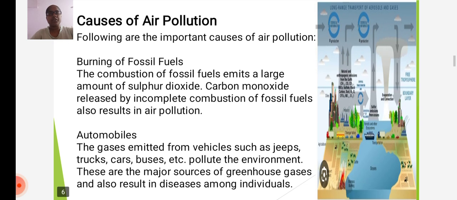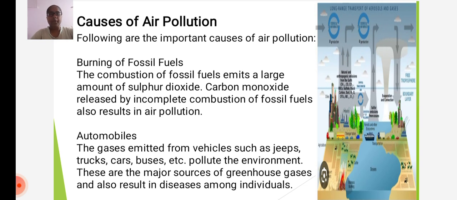Causes of air pollution. Following are the important causes of air pollution. Burning of fossil fuels. The combustion of fossil fuels emits a large amount of sulfur dioxide. Carbon monoxide released by incomplete combustion of fossil fuels also results in air pollution. Second thing is automobiles. The gases emitted from vehicles such as jeeps, trucks, cars, buses, etc. pollute the environment. These are the major sources of greenhouse gases and also result in diseases among individuals.